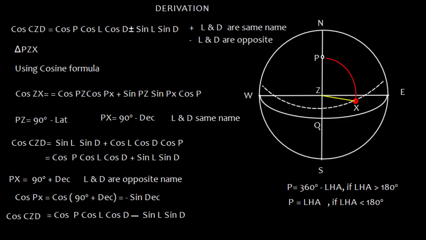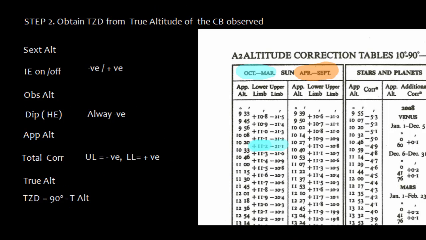So now let's move to step 2, and step 2 is we got to obtain true zenith distance from true altitude of the celestial body observed. So we have sextant altitude, then we apply index error on the arc, off the arc. If it is on the arc, we subtract. If it is off the arc, we add. Then we obtain observed altitude. Then we apply dip, that is height of eye. Alright, and this is always negative.